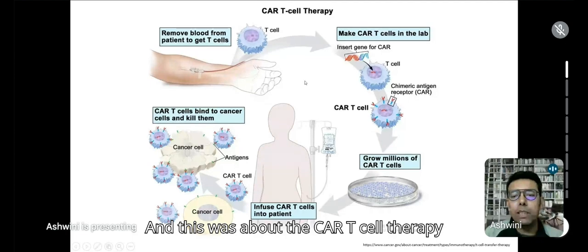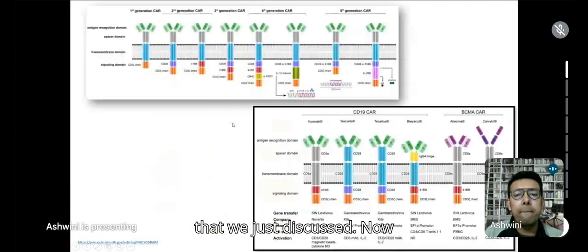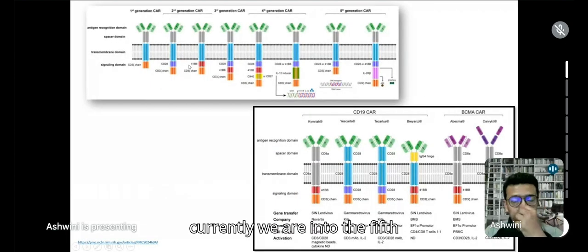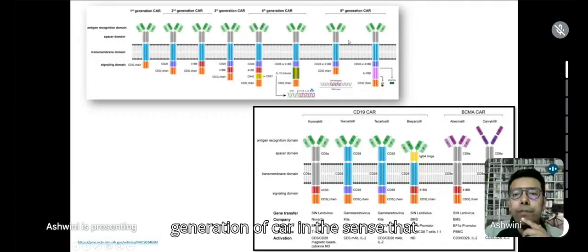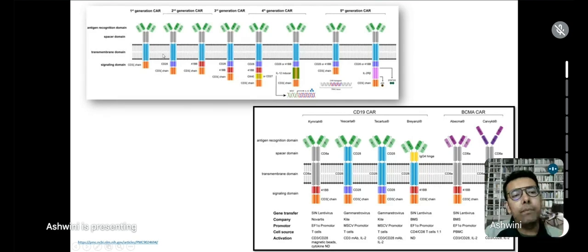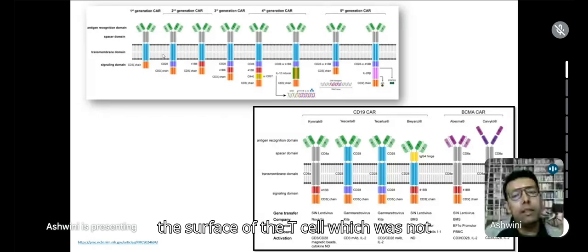And this was about the CAR T cell therapy that we just discussed. Currently, we are into the fifth generation of CAR, in the sense that the first generation of CAR expressed a kind of protein on the surface of the T cell, which was not very accurately enhancing the capacity of the T cell.